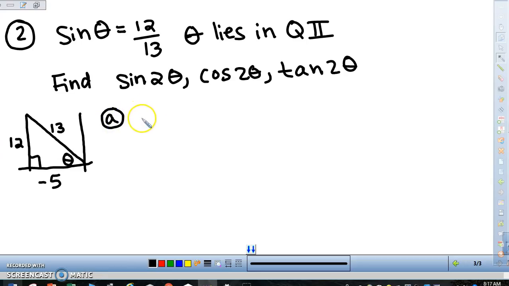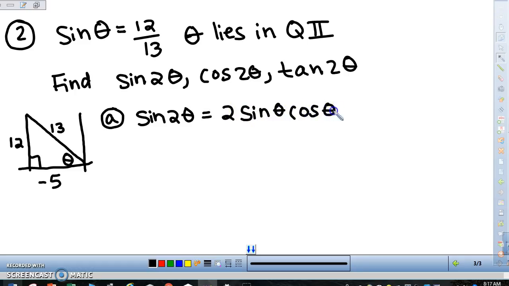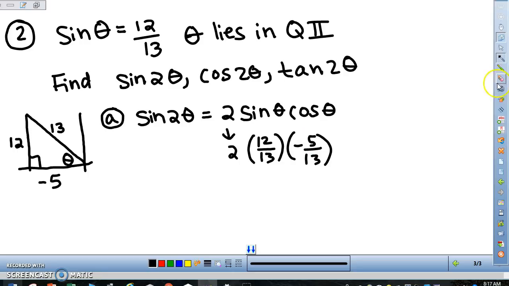So first, let's find sine of 2 theta. So using our double angle formula, that's equal to 2 sine theta cosine theta. And we're just going to look at our triangle to get these values. So we're going to bring the 2 down. Sine theta is opposite over hypotenuse, so it's 12/13. Cosine theta is adjacent over hypotenuse, so it's -5/13. So this just turns into a multiplication of fraction problem.